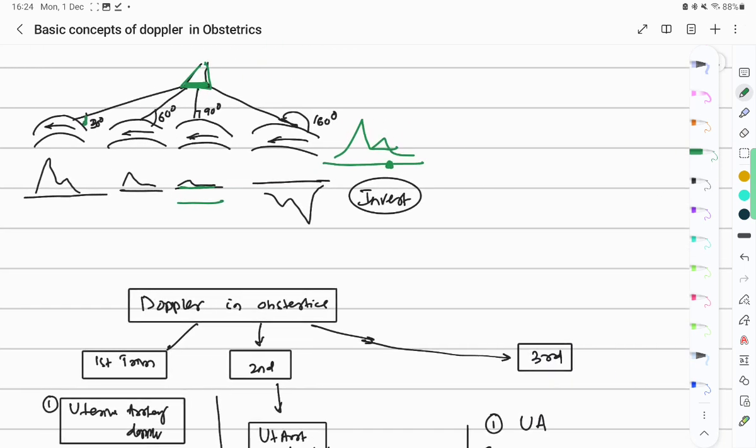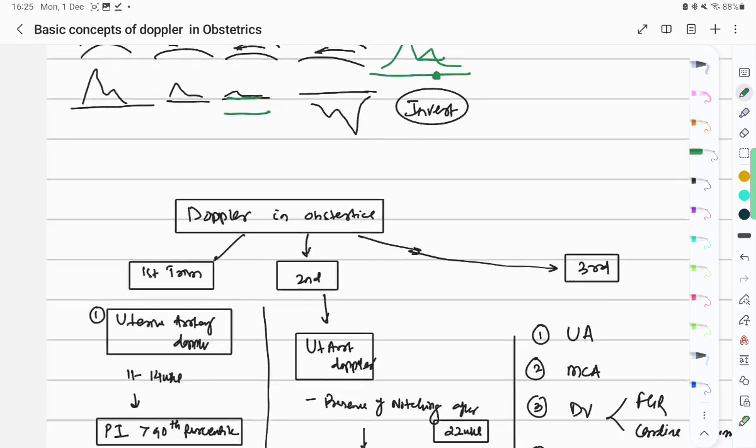The main concept is the angle of insonation. So why is the angle of insonation important? Because the blood is flowing inside the vessel, so I am not getting a proper image if the angle of insonation is not correct.